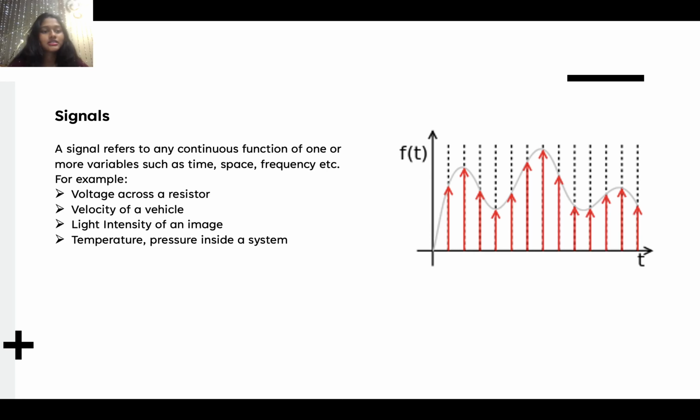Starting with what are signals. A signal refers to any continuous function of one or more variables such as time, space, frequency, etc. For example, velocity of a vehicle, light intensity of an image, temperature, pressure inside a system.